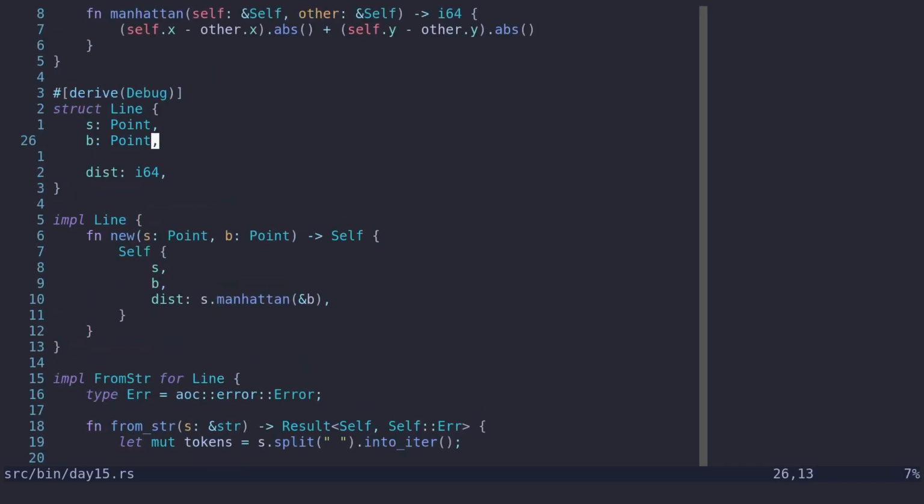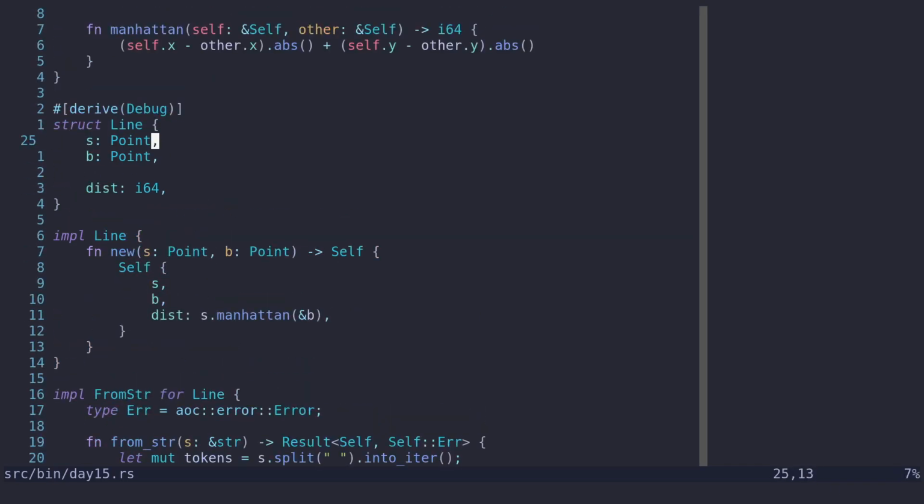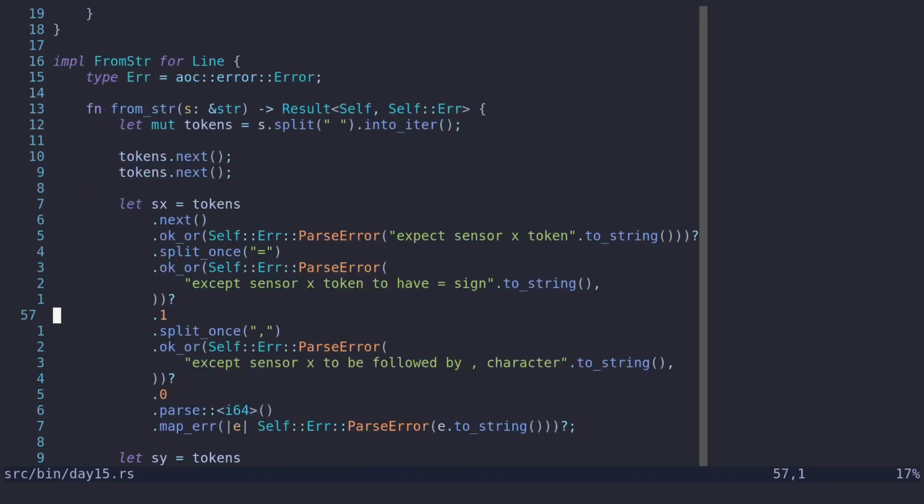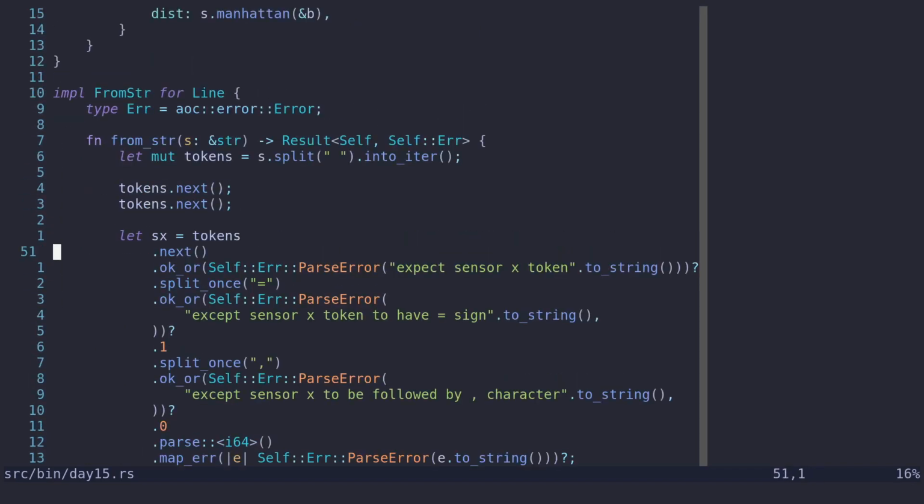Then I have this line structure that will contain the source point and the beacon point, and also to not make the computation every time we keep the distance in this structure, the distance between the 2 points. Then I implemented the from string trait for the line, and pretty much we just have to split each line into tokens because they are separated by spaces, and then search for the numbers.